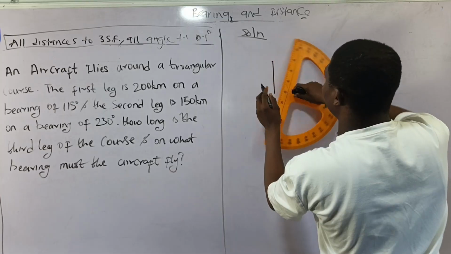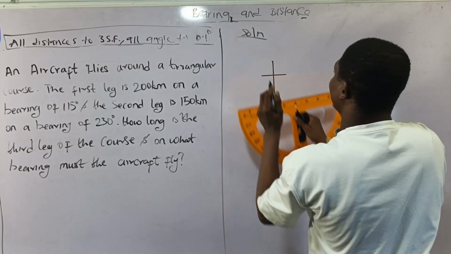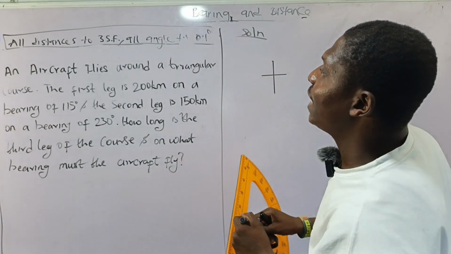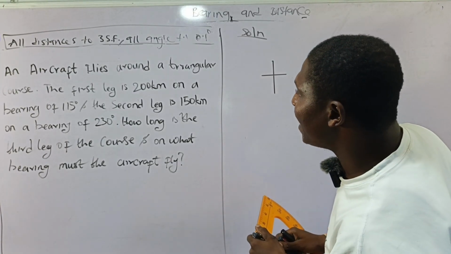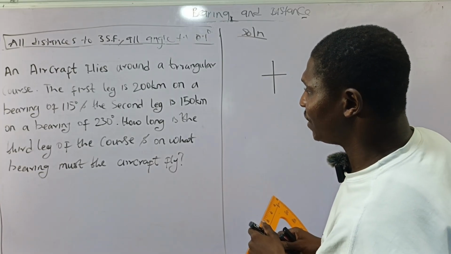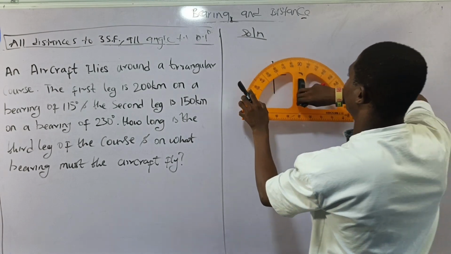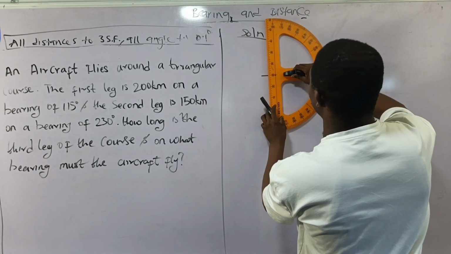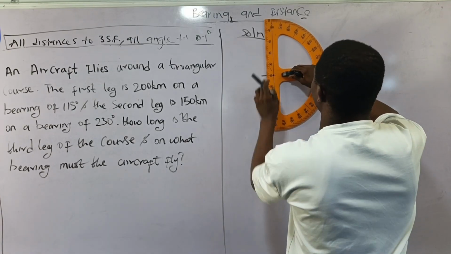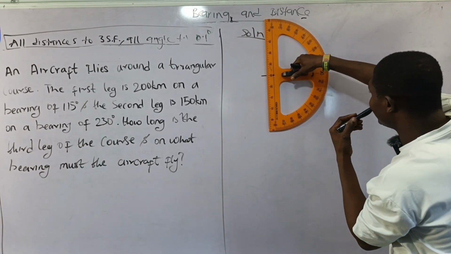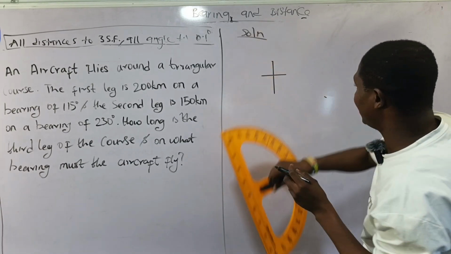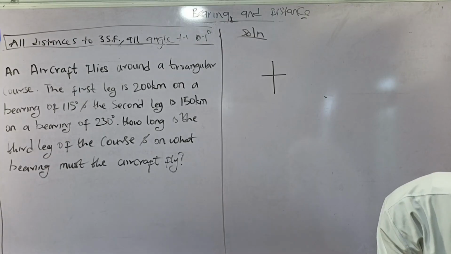Let's say this is the point at which the first leg takes off. Now they said the first leg is 200 kilometers on a bearing of 115 degrees. If I start from here, this is my zero north, you can see it. 115 straight is this. So I've gotten this as my 115 degrees, or mark it out with my ruler.